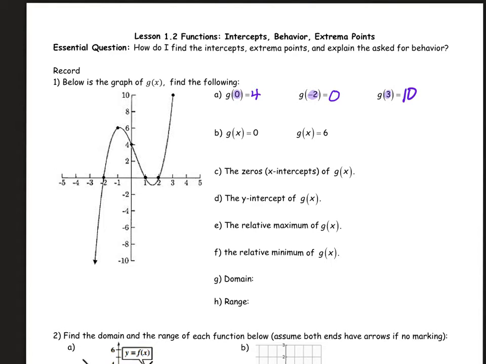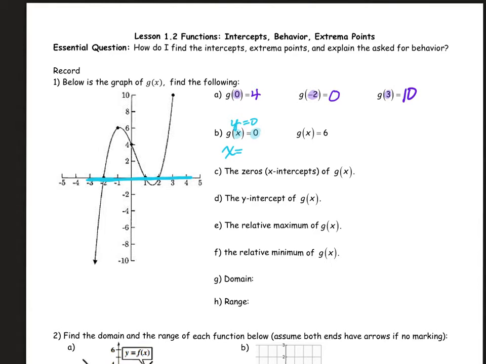I'm sorry, I want to find my x. I need to find x when y equals 0, because g of x is just y, right? So this is just y equals 0. So what is x when y equals 0? So what does x equal? So where's y equals 0? Here is y equals 0. Where does it intersect? Which x is y equals 0?